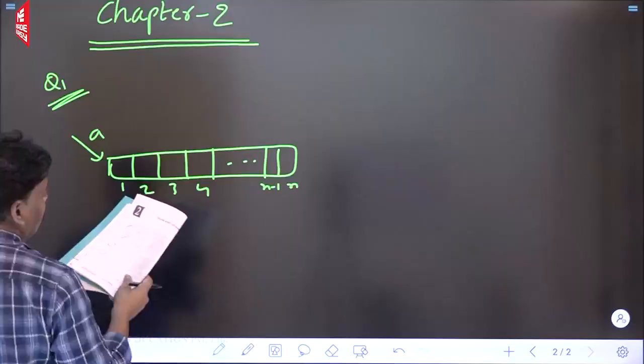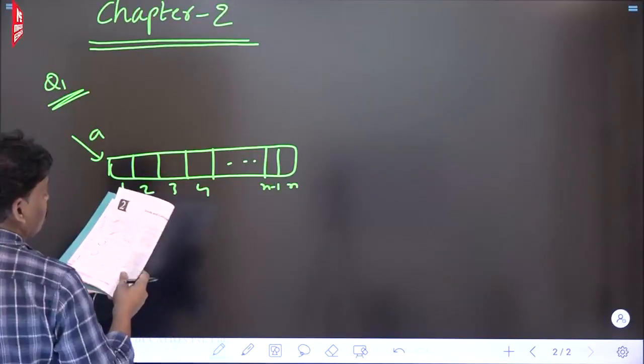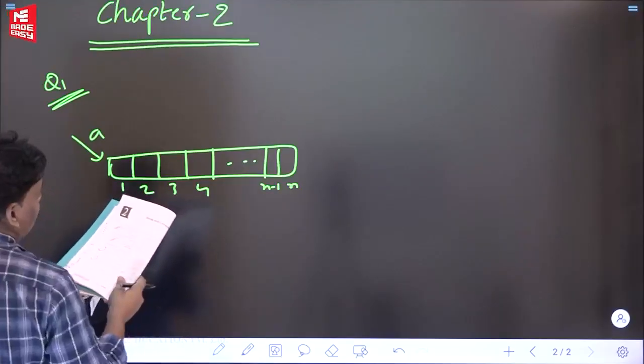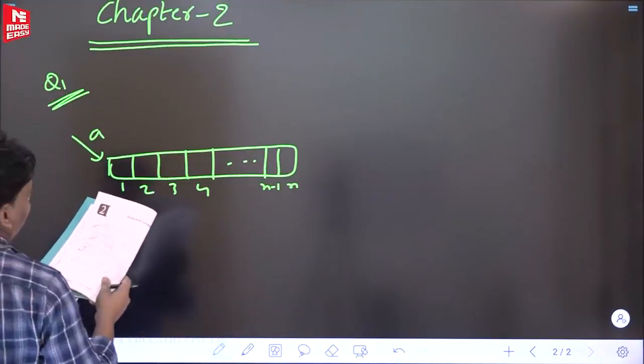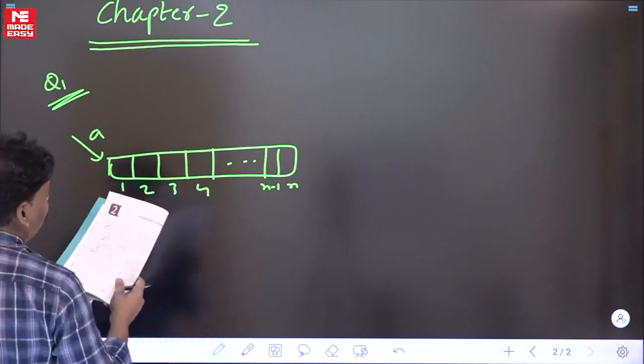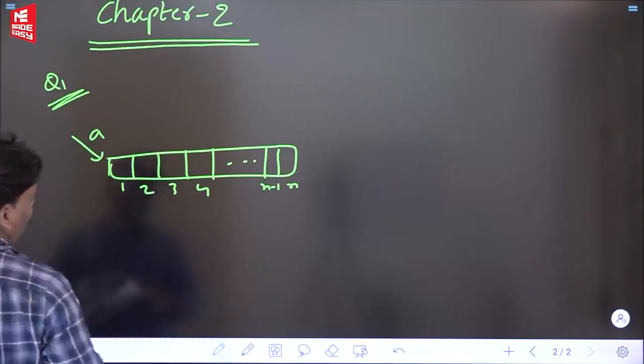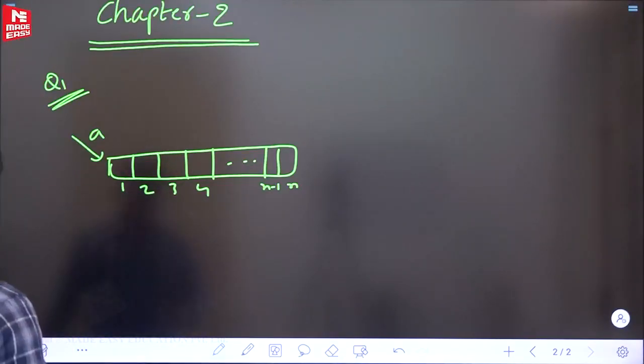An array A where indexes are 1 to n contains elements 0 to n. What is the meaning? In this array which contains n indexes, values are 0 to n, which means n plus 1 elements, except one element, every element is there. Then how much time will it take to determine the missing integer? How can you find out the missing integer?